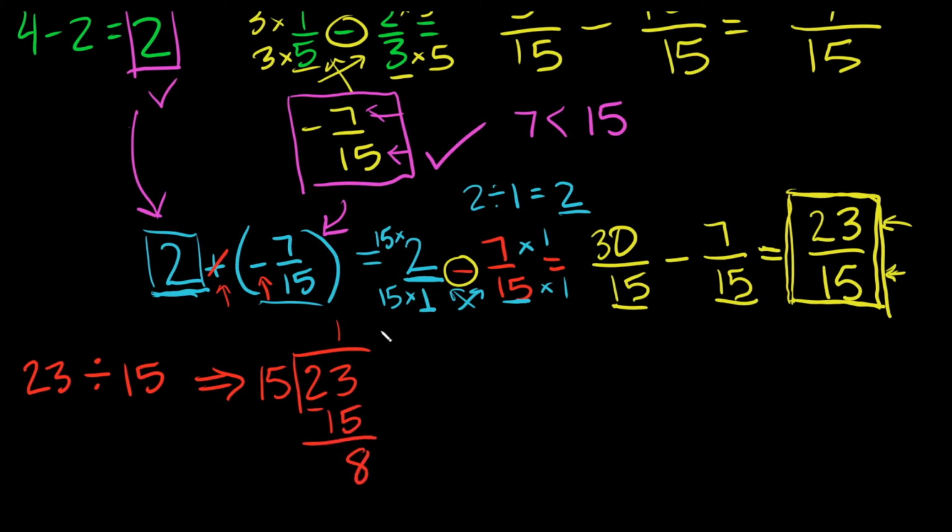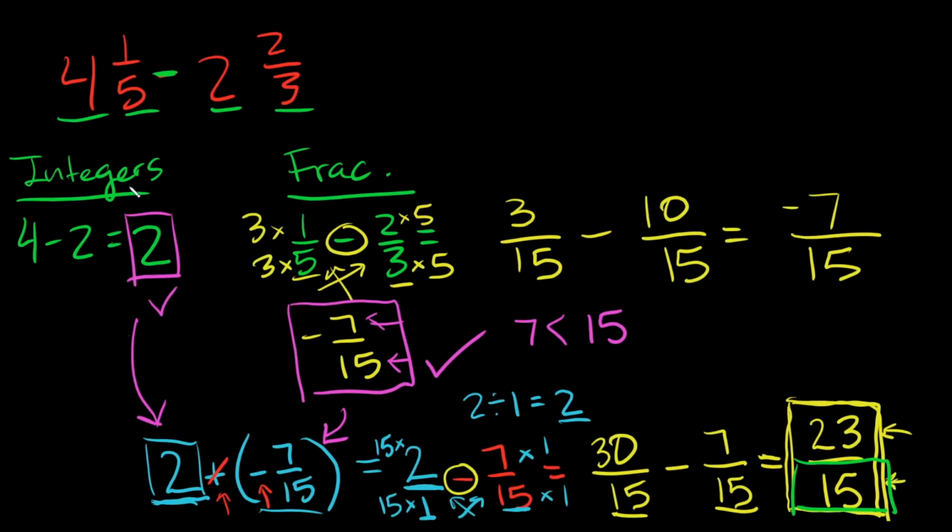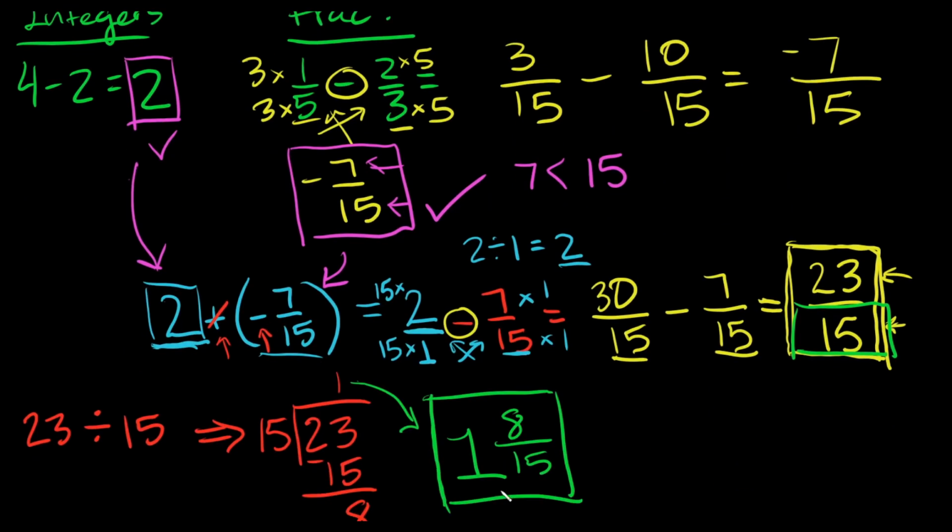Okay, and if you remember how to reorganize this, the top number is going to be your whole number, okay? This remainder goes on top, okay? And then whatever number we had in the denominator originally is going to go in the denominator here as well. Okay, so our answer is 1 8/15. Okay, so our original problem was up here, right? 4 1/5 minus 2 2/3. What did that equal? 1 8/15.